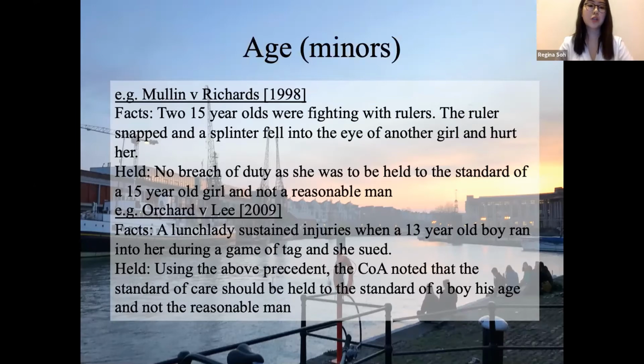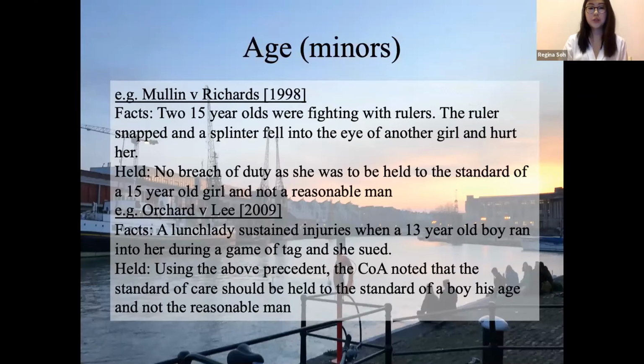Similarly, in the case of Orchard and Lee in 2009, a 13-year-old boy ran into a lunch lady and caused her to sustain some injuries, and then she sued the boy. So using the case of Mullin and Richards, the Court of Appeal noted that the standard of care should be held to the standard of a boy his age, so a 13-year-old, instead of a reasonable adult.